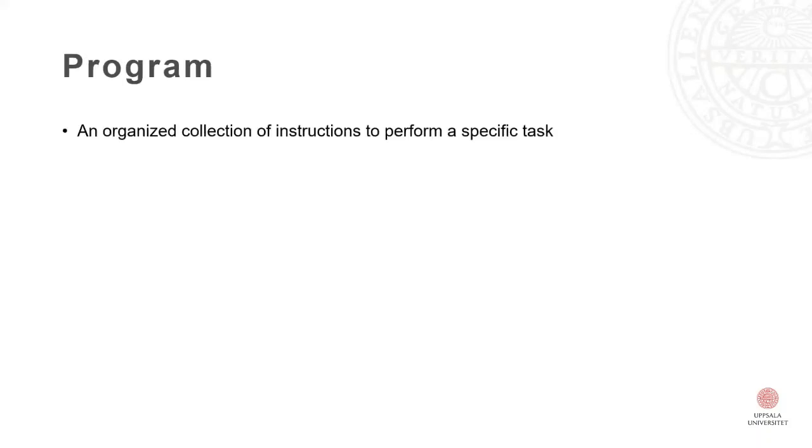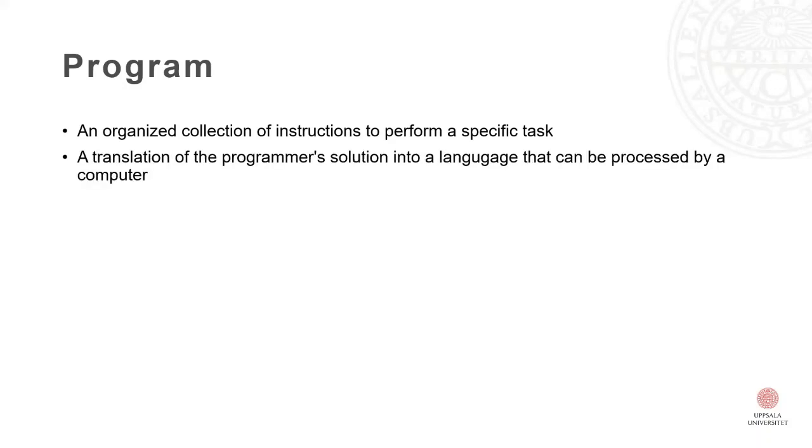What is a program? It's simply an organized collection of instructions to perform a specific task. So a program translates the programmer's solution for a problem, for example, for doing some arithmetic operation, into a language that can be processed by a computer, because nowadays we cannot simply intend something and imagine that the computer would do it. We need to translate our intention into something that the computer understands.